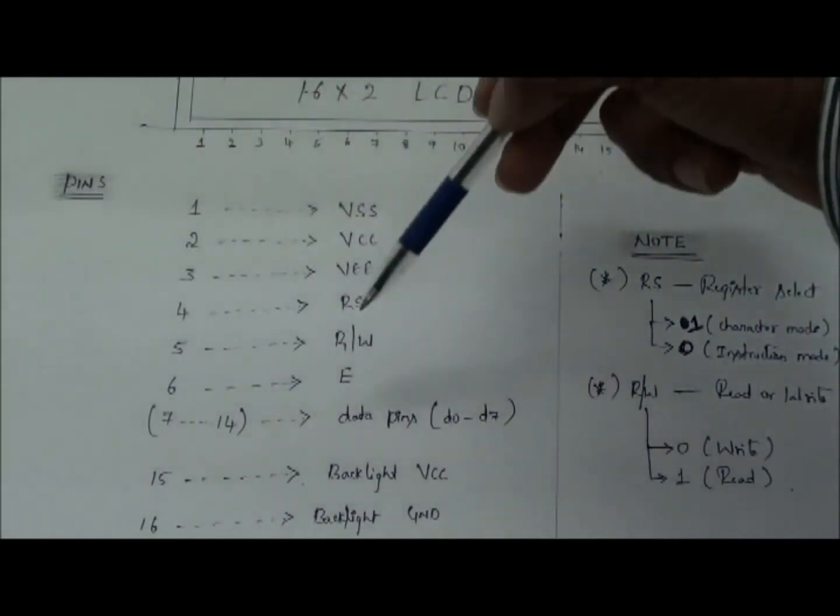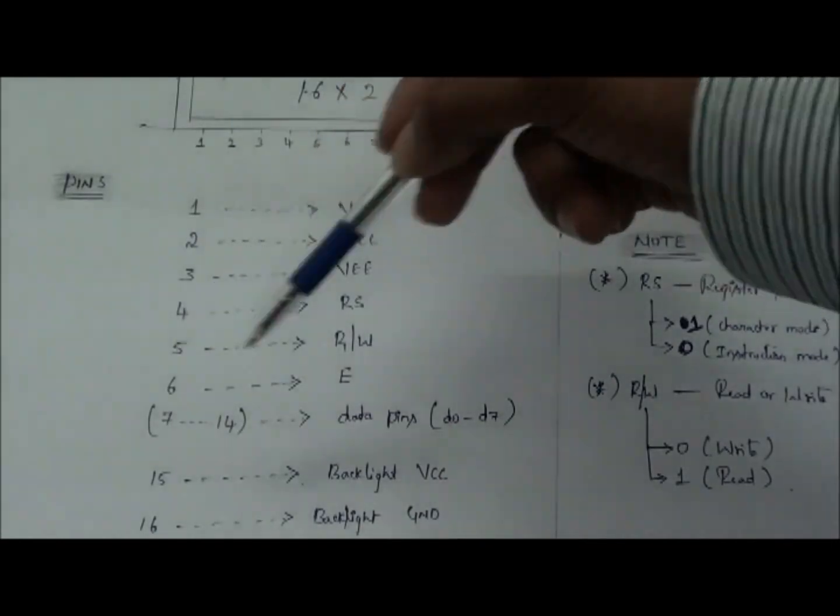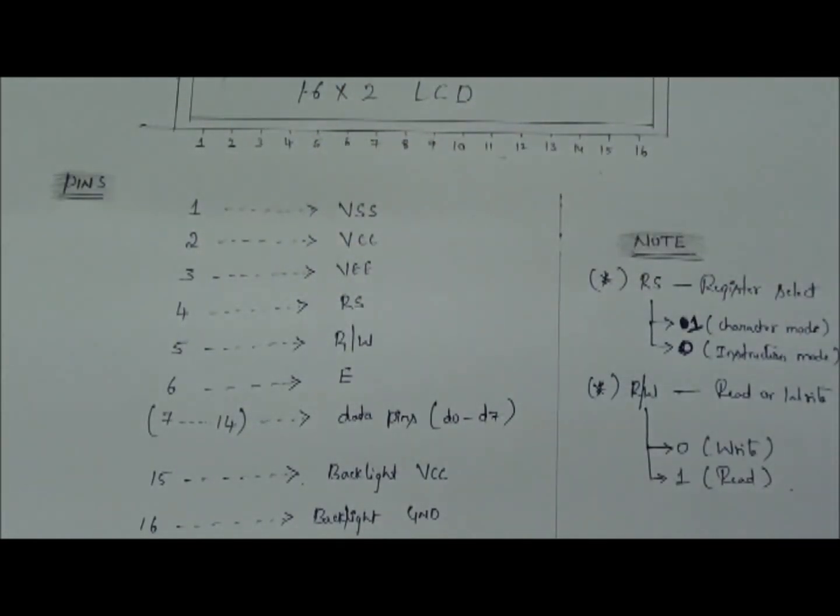And the fifth pin is the read write pin. If you want to write data to the register, you need to provide logic low, that is 0 volts. If you want to read from the register, you need to provide logic high. And the sixth pin is the enable pin. It sends data to the data pins when a high to low pulse is given.